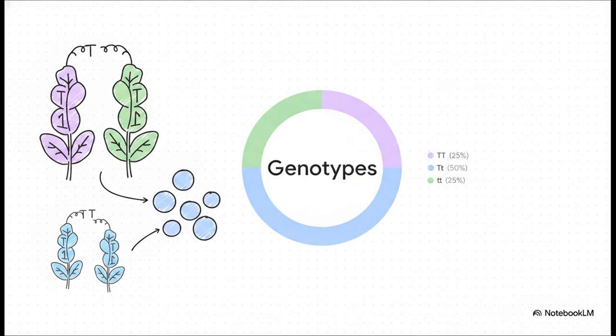Exactly 25% of the offspring are purebred tall, TT. A massive 50% chunk right in the middle is hybrid tall, Tt. And that remaining 25% slice, purebred dwarf, tt. This right here gives us our golden Mendelian genotype ratio, 1 to 2 to 1.